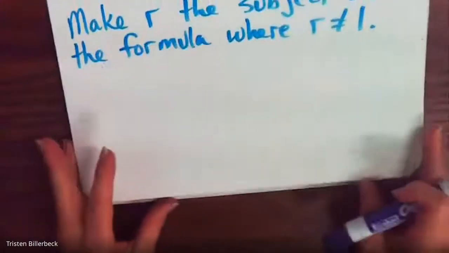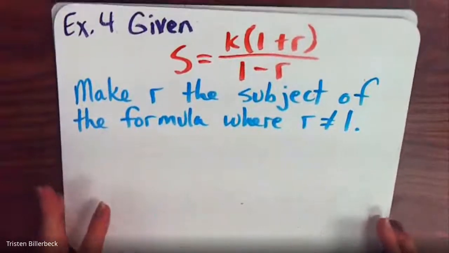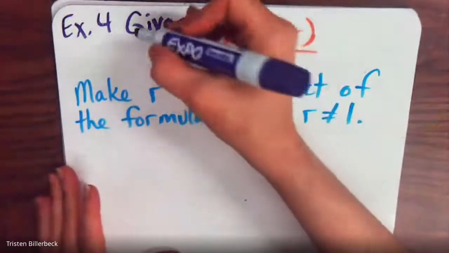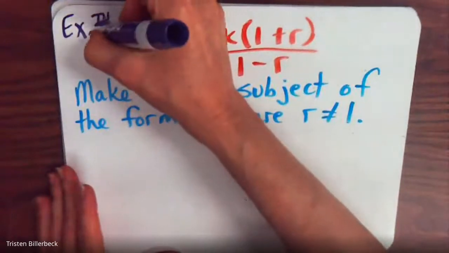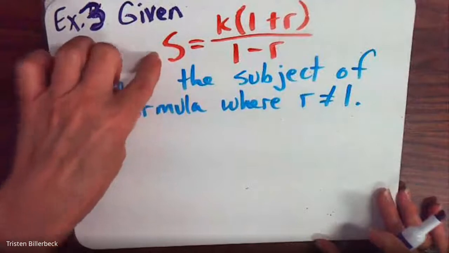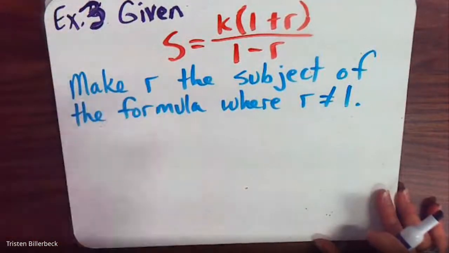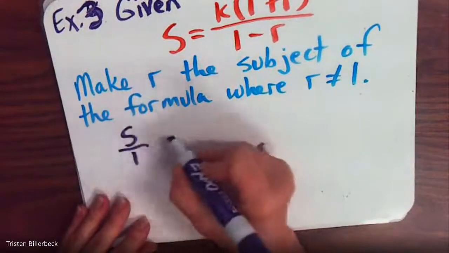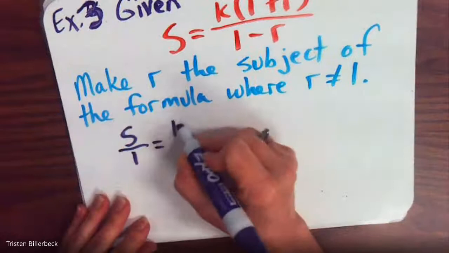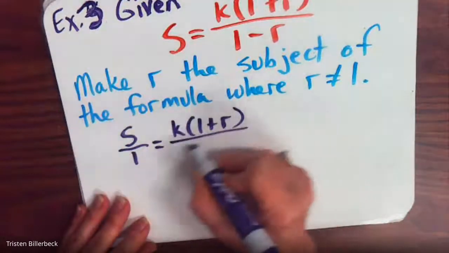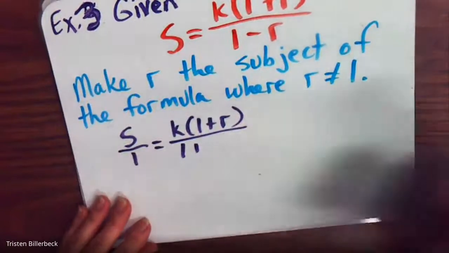Okay, so on this one, this is actually example 3 now instead of 4. So example 3, we have the subject now as S, but it says make the subject R. Well, okay. So we're going to put a 1 under S, and we have K times (1 plus R) over (1 minus R).